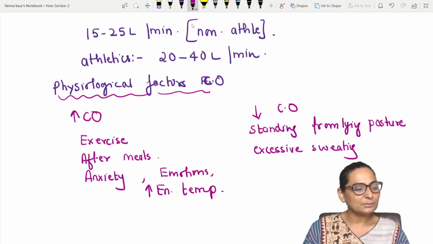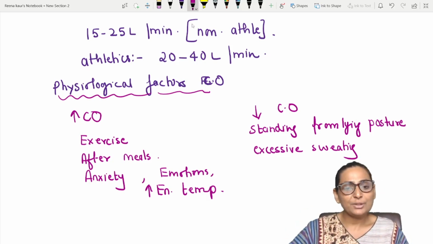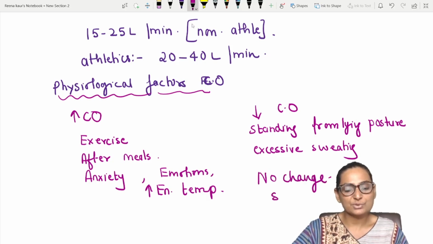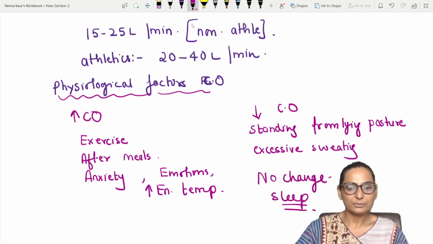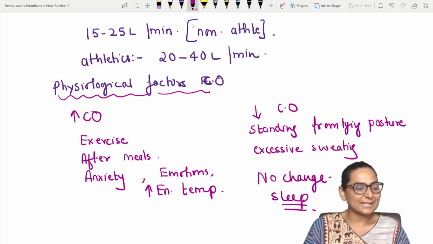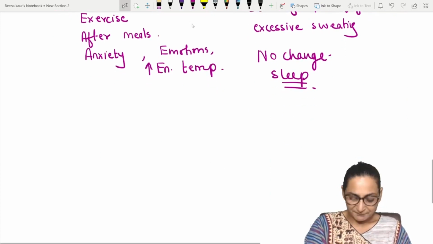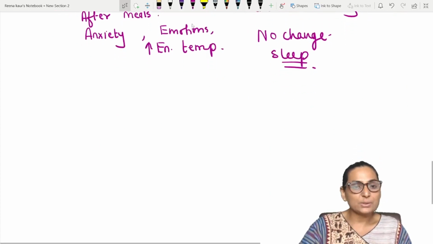In sleep, what will happen? It will neither be increased nor decreased. There will be no change in cardiac output in sleep. No change. This is very important. Cardiac output is going to be the same, it will not increase or decrease as far as sleep is concerned. So these are the physiological conditions which are going to increase or decrease it.